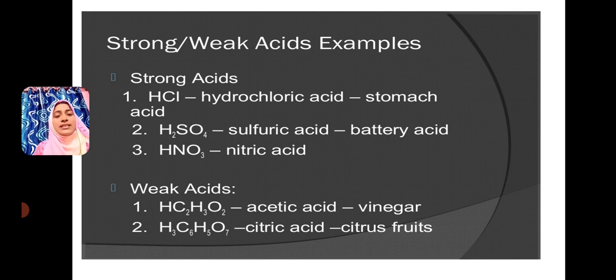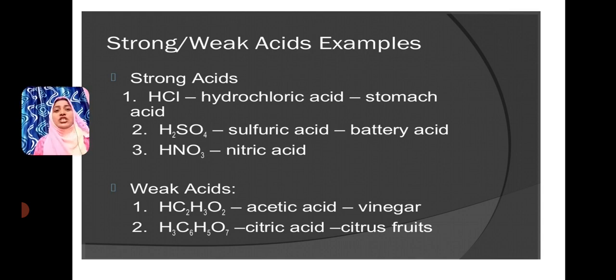Next, you can see examples of strong acids and weak acids. Strong acid: HCl. The chemical name of HCl is hydrochloric acid, which is present in the stomach. It is somehow not the concentrated hydrochloric acid. If there were concentrated hydrochloric acid in our stomach, it would get burnt. It's just a strong hydrochloric acid.